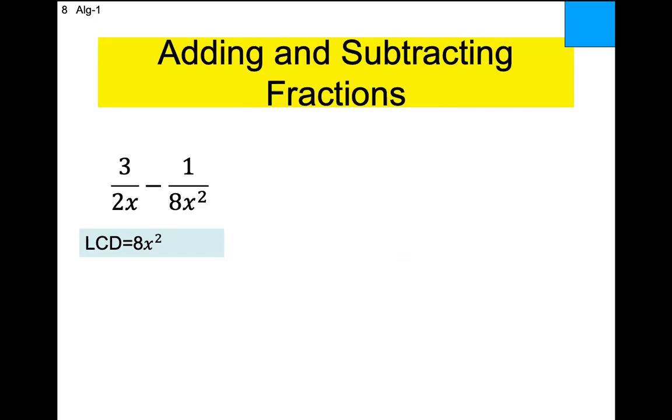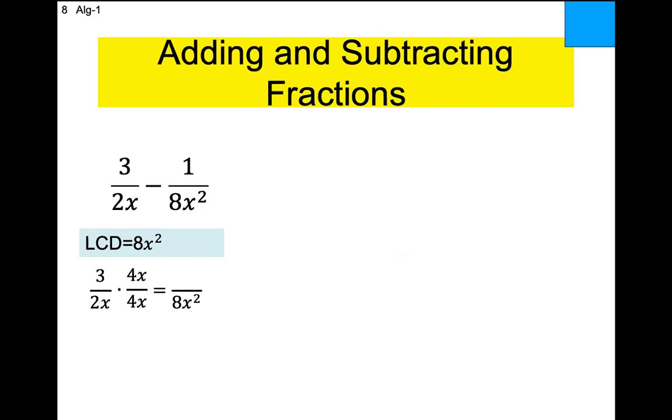Okay, so each fraction separately. What times 2 is 8? 4. What times x is x squared? X. So I'm going to multiply top and bottom by 4x. Stop me if you don't get that part. What times 2 is 8? So I need a 4. What times x is x squared? X. So I need an x, top and bottom. So I'm going to multiply top and bottom by 4x. Here's nice and pretty.